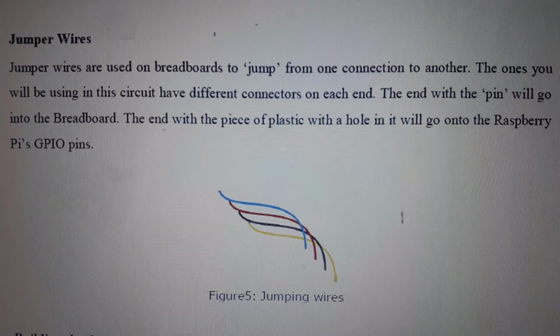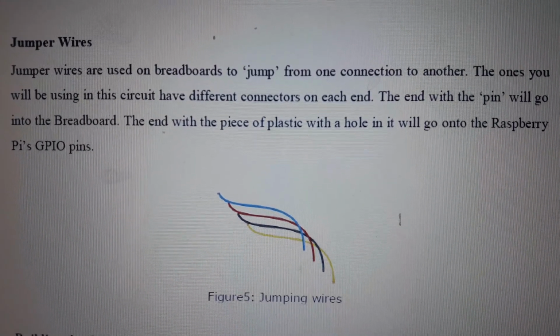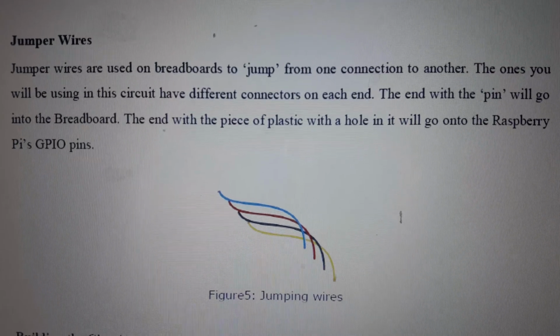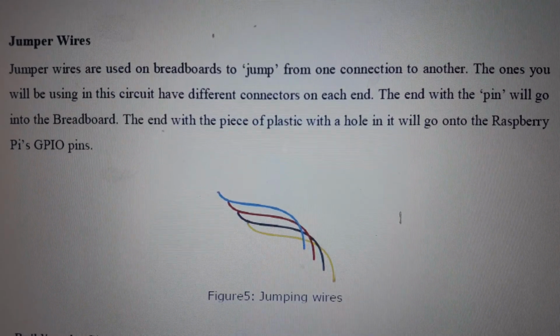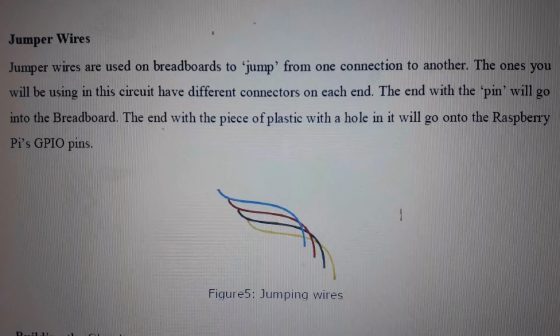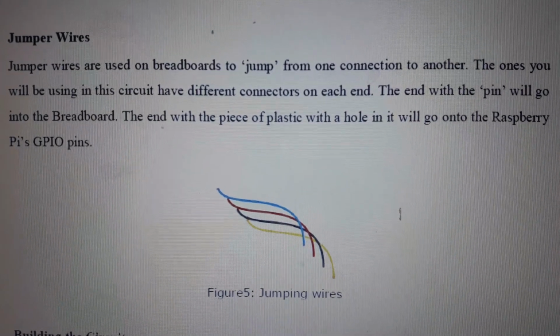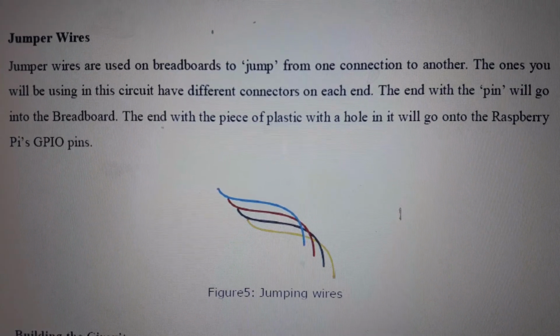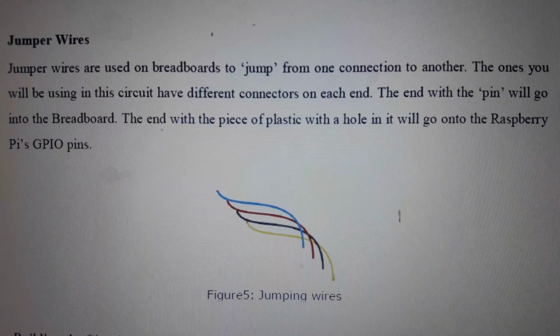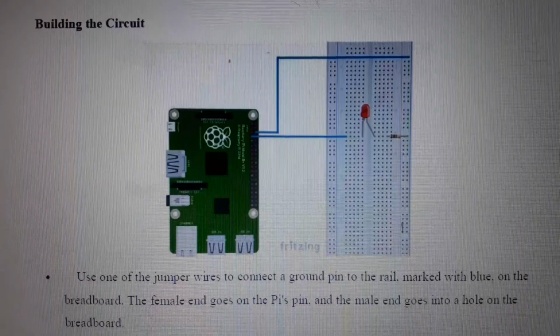Jumper wires. Jumper wires are used on the breadboard to jump from one connection to another. The ones you will be using in this circuit have different connections on each end. The end with a pin will go into the breadboard. The end with a piece of plastic with a hole in it will go to the Raspberry Pi GPIO pins.